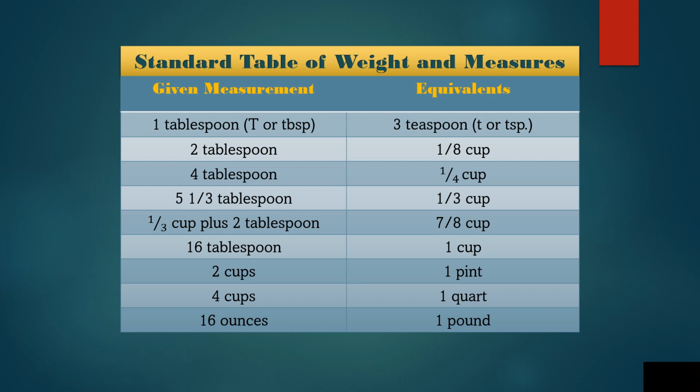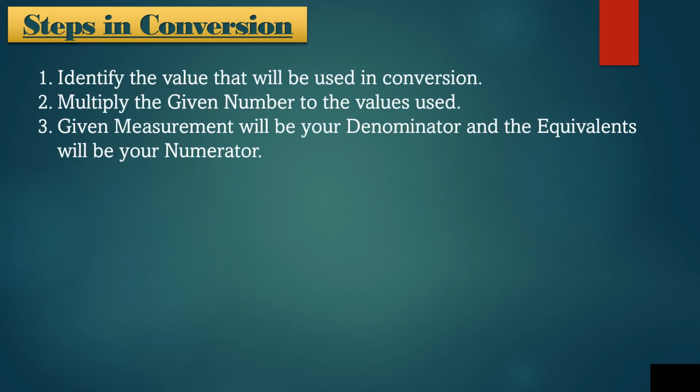And then 2 cups is equivalent to 1 pint. And then 4 cups is equivalent to 1 quart. And then 16 ounce is equivalent to 1 pound. Okay, so next po tayo sa ating steps in conversion. Okay? So, I want you to take note this on your notebook para hindi ninyo ito makalimutan. Okay, so steps in conversion.